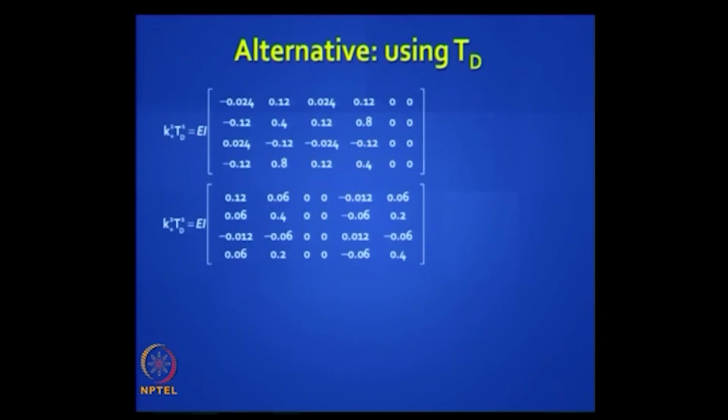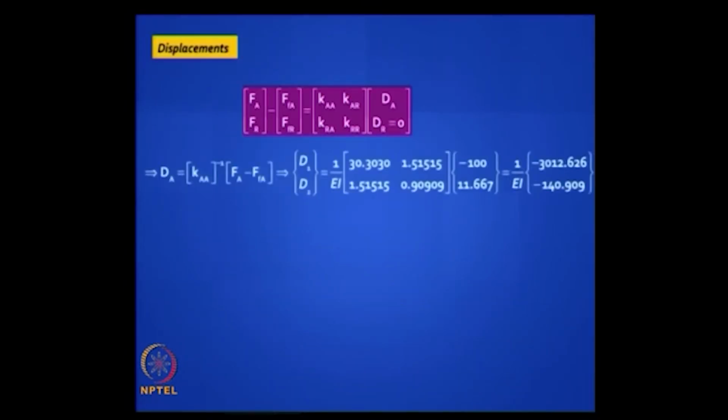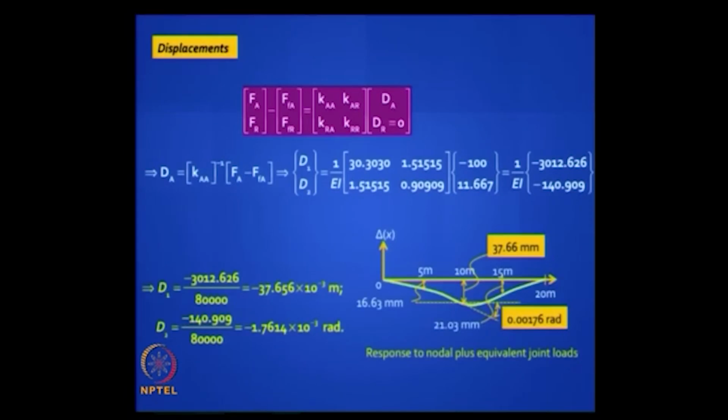If you want to use Td, do this and just add up the contributions from the two elements, you will get exactly the same matrix. Is it clear? You have two alternative paths. Then you substitute in your equations, find out your unknown displacements, plug in those values. If you want, you can look at the deflected shape. D1 is minus 37.7 millimeters. So minus means it went down and should have gone down anyway because the loads were all acting downward. And D2 is a rotation, minus means it is actually clockwise, not anti-clockwise.